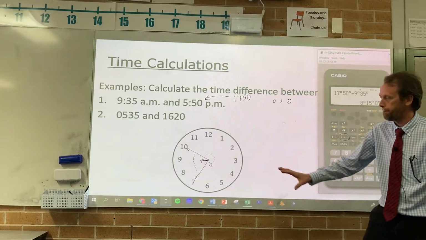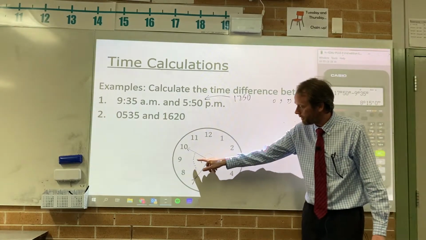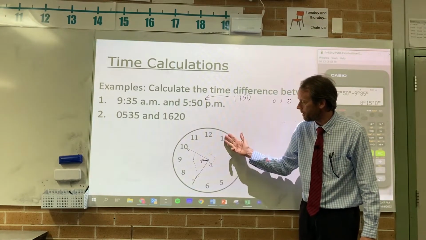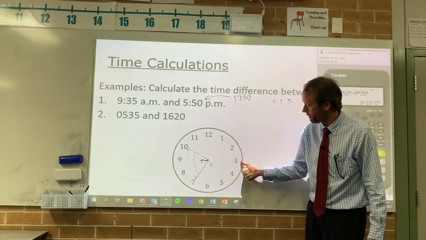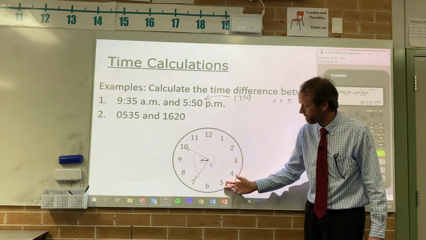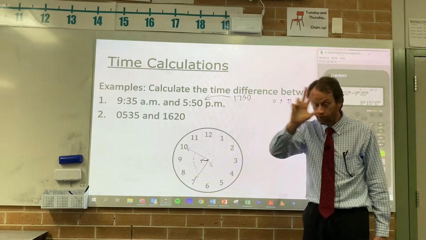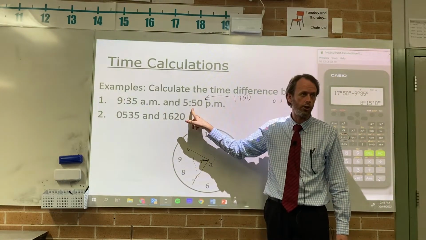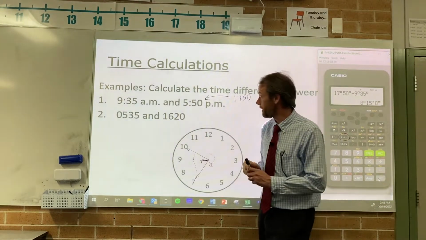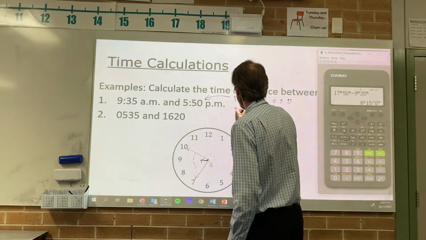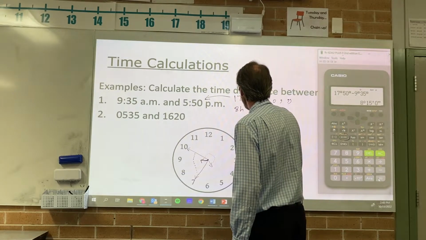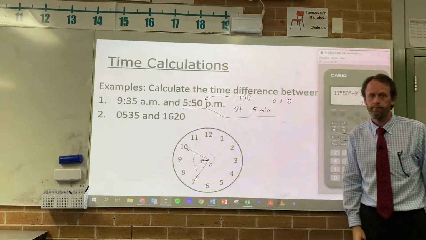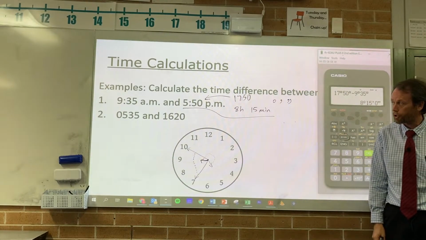Yeah? Now, if I was to do it on the clock, I'm going from 9. I'm going 10 is 1, 11 is 2, 12 is 3, 1 is 4, 2 is 5, 3 is 6, 4 is 7, 5 is 8 hours. So I've gone through 8 hours, all right? And 35 minutes to 50 minutes, hopefully you can see that's 15 minutes. So it is 8 hours and 15 minutes, all right? That's our first one. Hopefully you can see that.